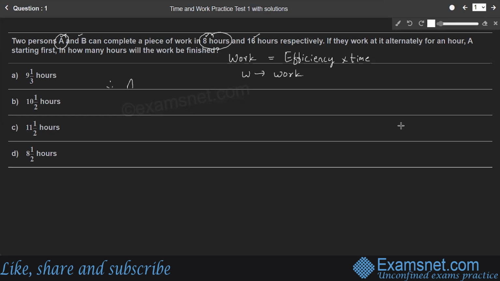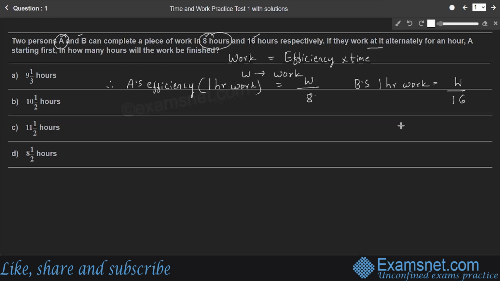Therefore, A's efficiency or A's 1 hour work. So work per unit time is called efficiency. So 1 hour work of A is equal to total work divided by time taken by A. So W by 8 is A's 1 hour work. Whereas B's 1 hour work is equal to total work W by 16 hours, right? W by 16 is B's 1 hour work.